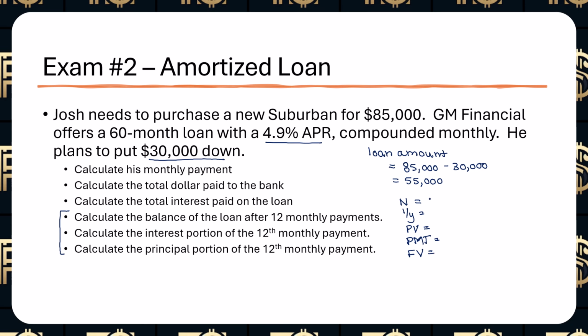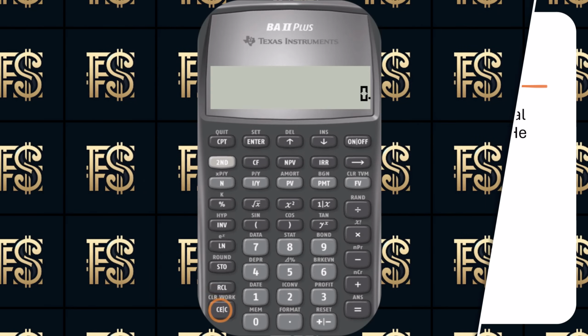We know that the number of months that he's going to be making payments is 60. It's a 5-year loan, so 5 times 12 is 60 monthly payments. His I/Y is the APR of 4.9% divided by 12, because we've got to convert that to a monthly rate. Then we have the present value, which is the loan amount. That's the $55,000. That was step one in this problem. We are solving for his payment, and once again, the future value of this loan is 0.